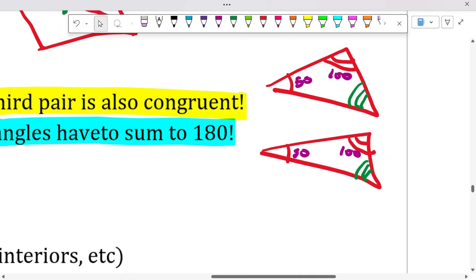Because if that angle is 100, the other one's 50, no matter how I slice it, that third angle is going to have to be what? How many degrees? 30. No matter how I slice it. That's what the third angle theorem says. If we have two congruent angles already marked, the third one has to also be congruent to its corresponding pair. Because no matter how you slice it, it's going to always be the same number.